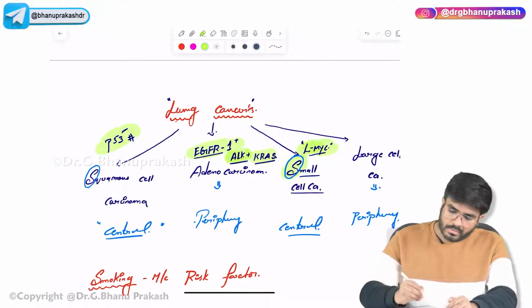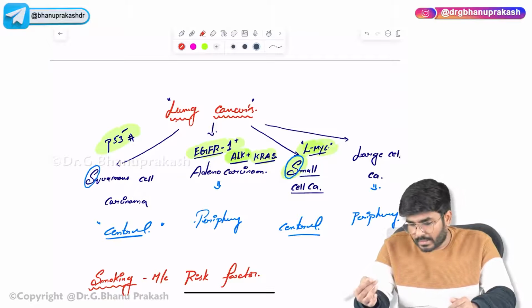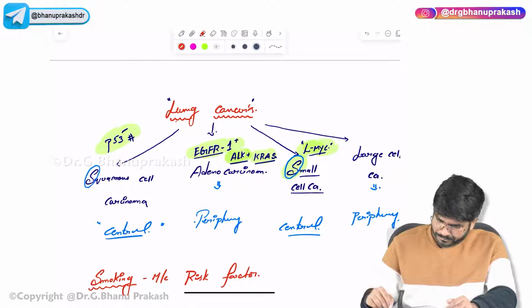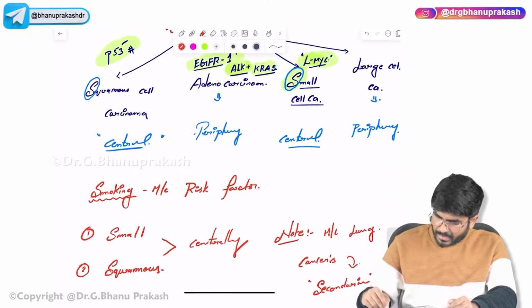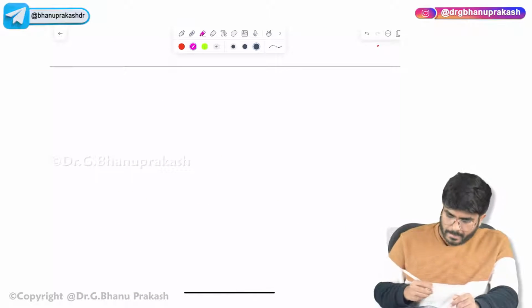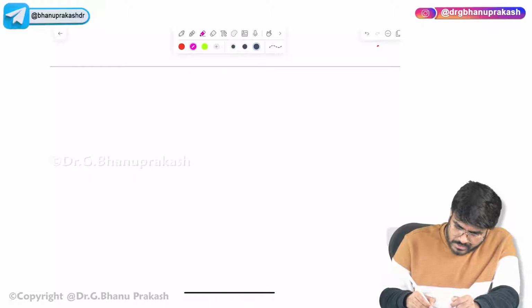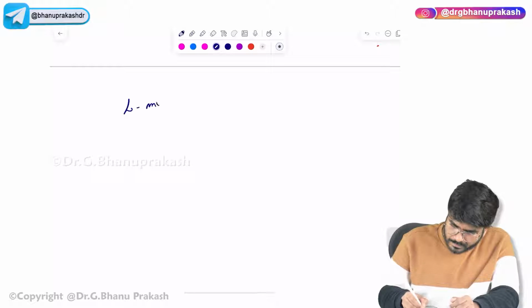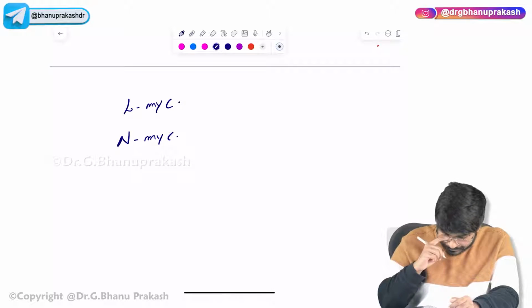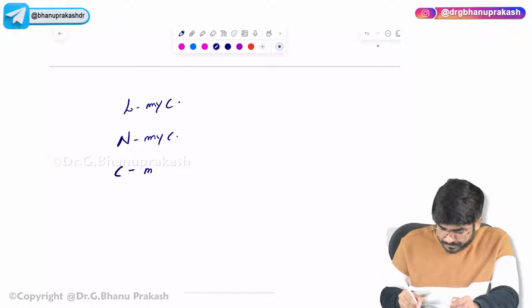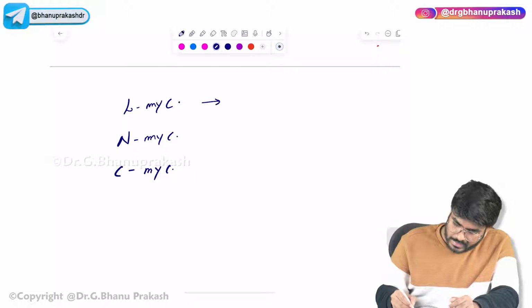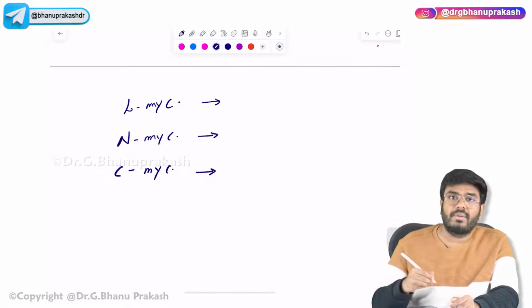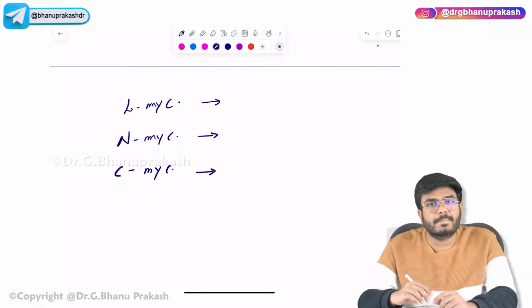Now, as there is a possibility here, let me add important points here itself. Let me add a page. See here, now let's discuss LMYC, NMYC and CMYC. LMYC amplification, NMYC amplification, CMYC amplification. These are the three MYC transcription factors.